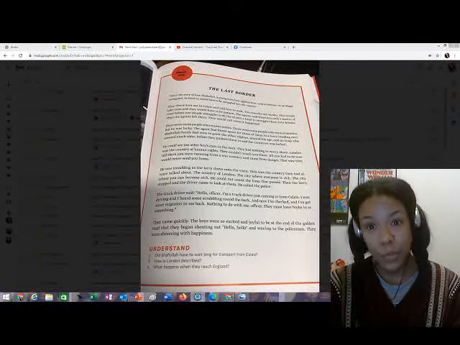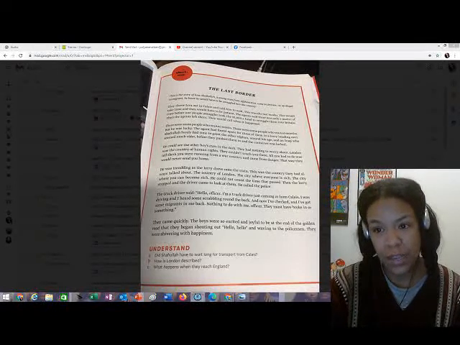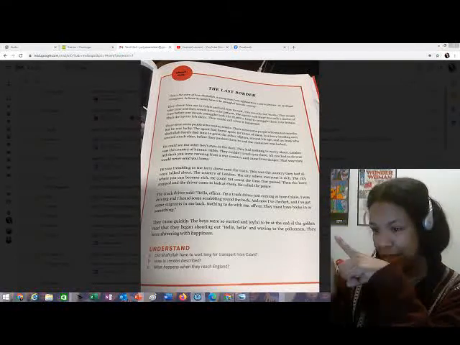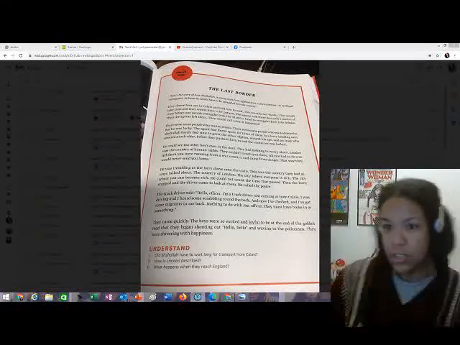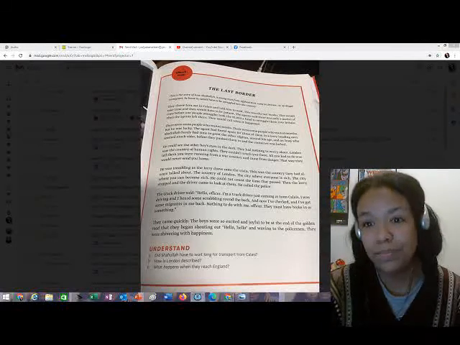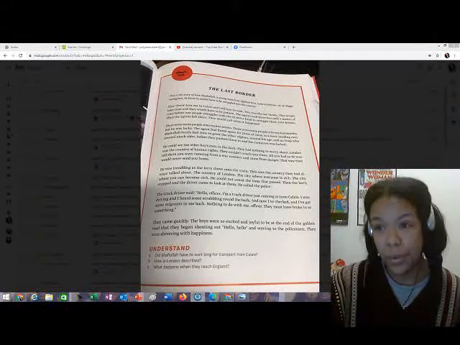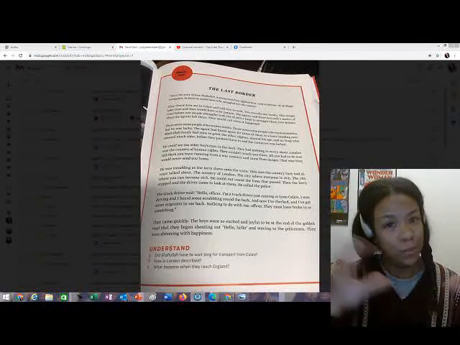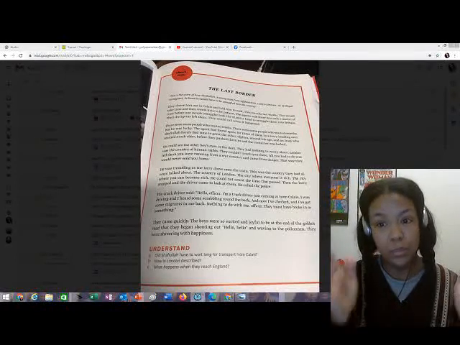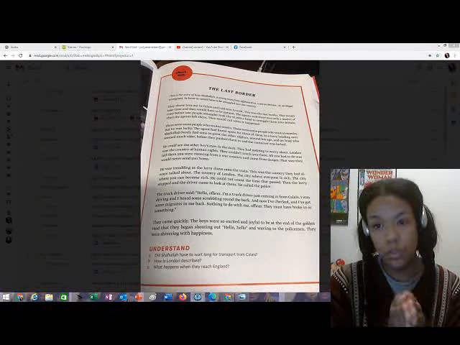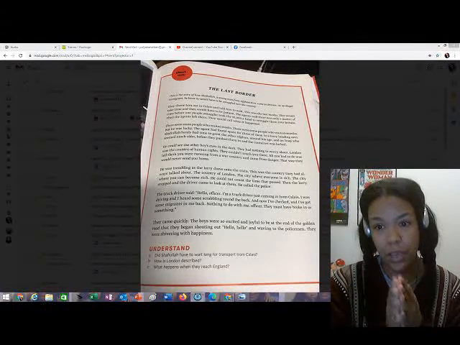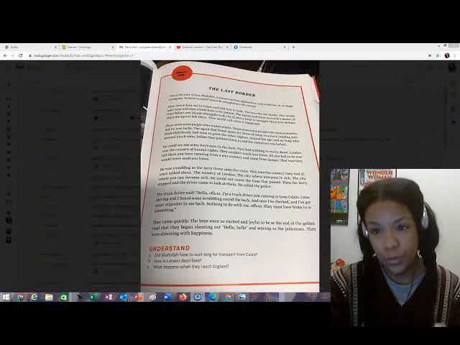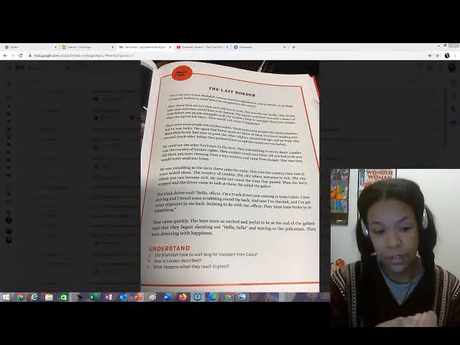Anyway, if you don't have your book, at least open the page. It's page 143. It looks like this. The last border. This is actually a summary of the long text that you guys read and already answered questions about, so I'm sure you will be 117% okay with this. This won't be difficult for you. What we'll do, we'll go over the text.